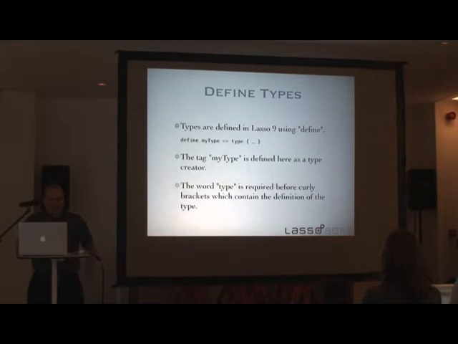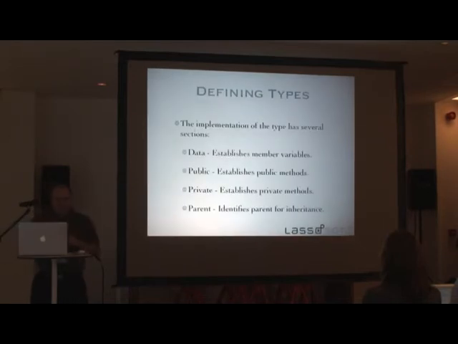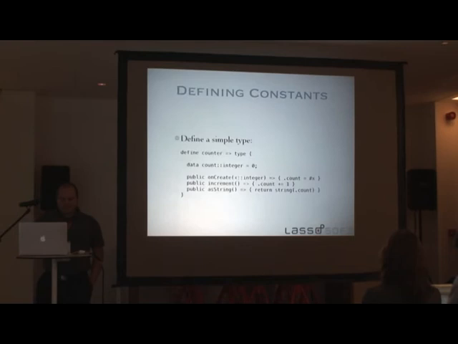And then there's a structure within the curly brackets. There are several, there's even a few more than this, but there'll be several different sections, which we'll see. There's a data section, public section, a private section, parent section. It can also be traits and things. So I'm going to just show, here's a simple type that you might find called counter.